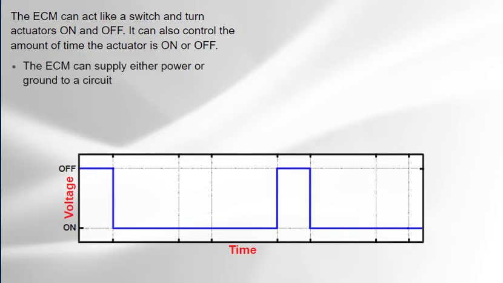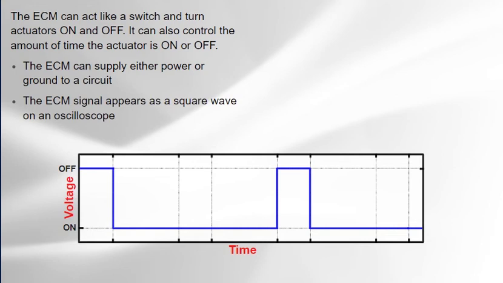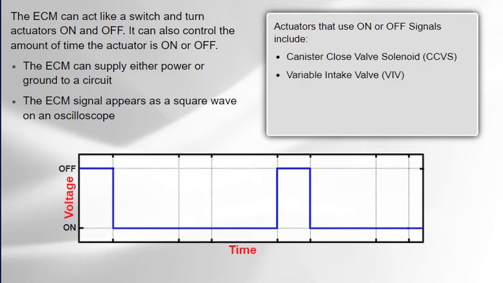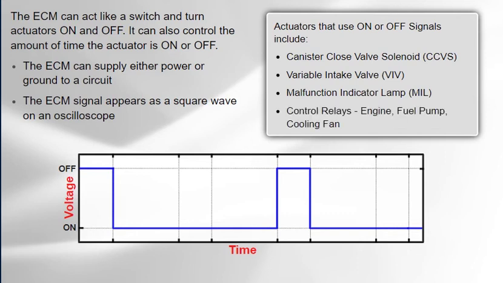The ECM can supply either power or ground to a circuit. The ECM signal appears as a square wave on an oscilloscope. The waveform shown on the screen shows the ECM providing a ground to turn a circuit on. Actuators that use on or off signals include the canister closed valve solenoid, or CCVS, the variable intake valve, or the VIV, the malfunction indicator lamp, the MIL, control relays, engine, fuel pump, cooling fan.